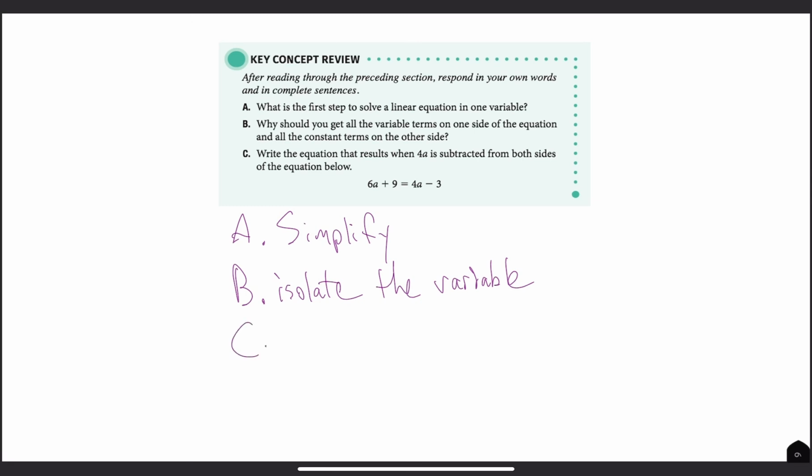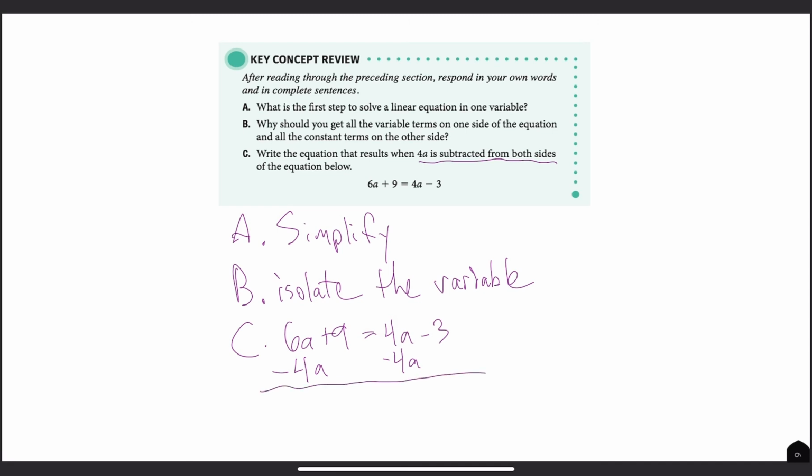All right, let's have a look at C. Write the equation that results when 4a is subtracted from both sides of the equation below. Okay, so they said, take this equation, 6a plus 9 equals 4a minus 3. And they said when 4a is subtracted from both sides. So let's see. Let's subtract 4a from both sides and see what results.